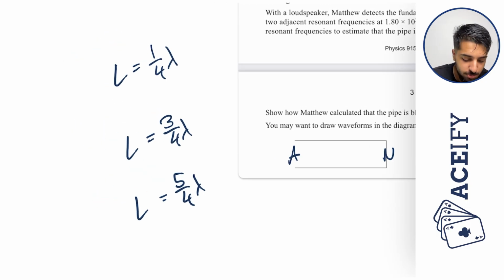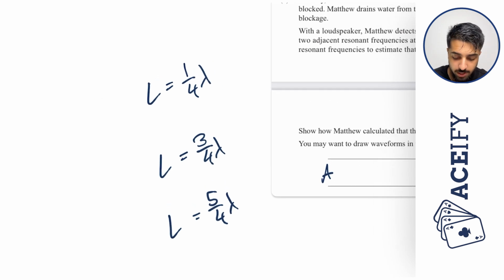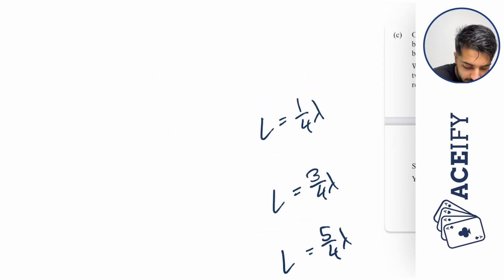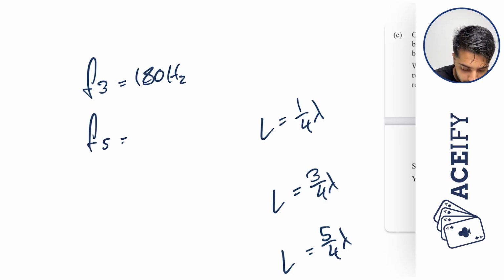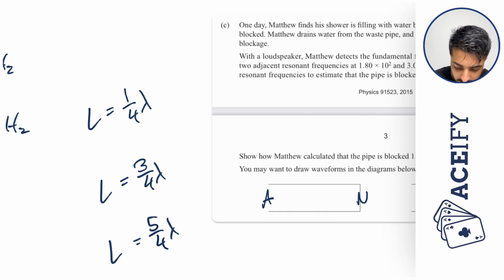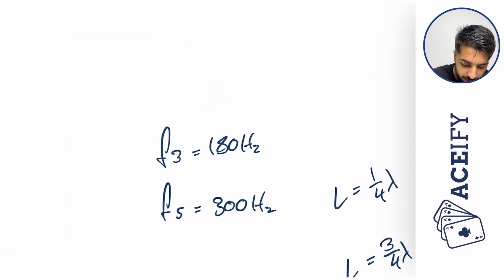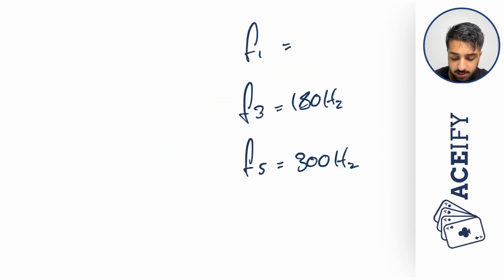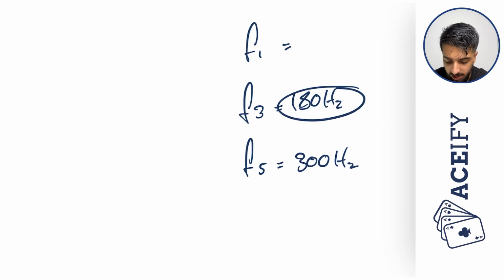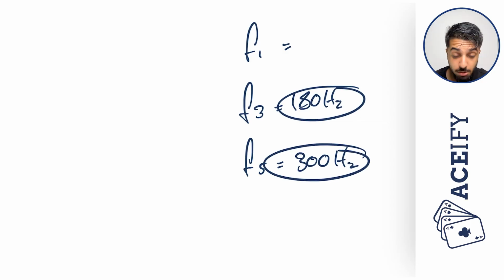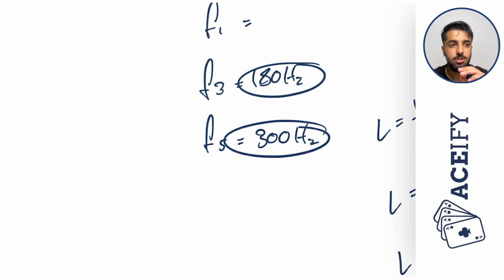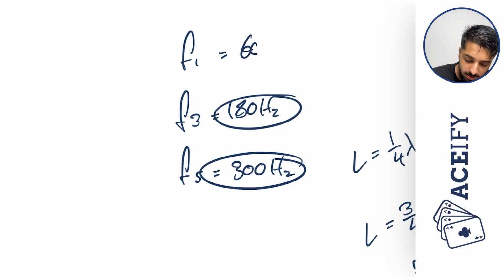The first way is to use the fundamental frequency. In order to work out the fundamental frequency, we know that f3 is equal to 180 Hz, and we know that f5 is equal to 300 Hz. We get that information from right here. To work out f1, our fundamental frequency, we can take f3 and divide it by 3, or we can take f5 and divide it by 5. If we take f3 and divide it by 3, which is 180 divided by 3, that's equal to 60 Hertz. Or if we take f5, which is 300 Hertz, and divide that by 5, that's also 60 Hertz. So our fundamental frequency is 60 Hertz.